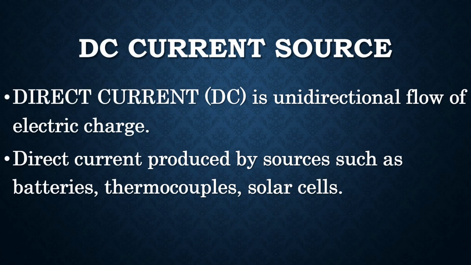Next is the DC current source. Direct current is the unidirectional flow of electric charge. Direct current is produced by sources such as batteries, thermocouples, and solar cells. Direct current is used to charge batteries and in nearly all electronic systems as their power supply.